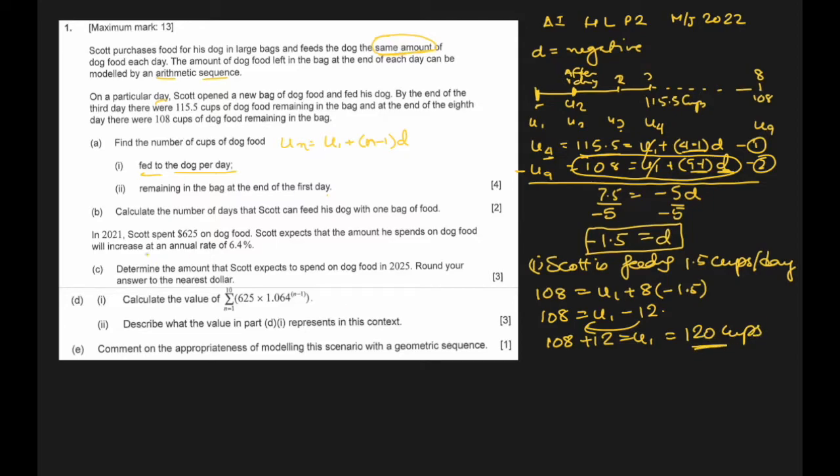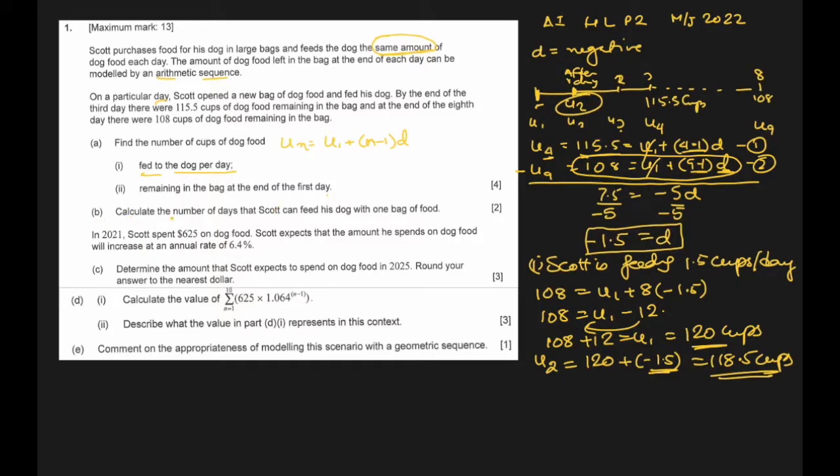That's U1. But the question is remaining in the bag at the end of the first day. So they are asking U2. So U2 will be U1, which is 120 now, plus D only. That means the first day he feeds this much, so he'll be left with 118.5 cups. That is at the end of the first day.